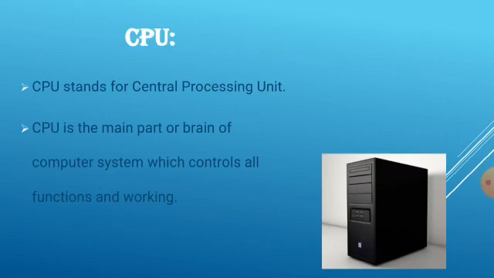Now what is a CPU? CPU stands for Central Processing Unit. CPU is the main part or brain of computer system which controls all functions and working. Like a human being is controlled by a brain, in the same way computer is controlled by CPU. If you don't have your CPU working properly, you cannot operate a computer. CPU is the main part, the important part of a computer, which makes it run, do calculations.